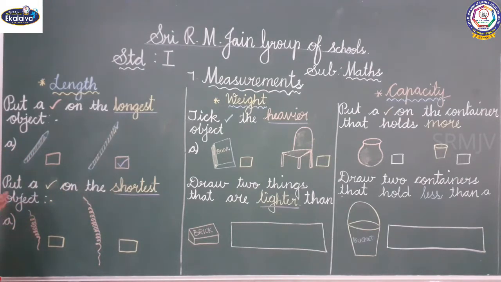And the second one is, put a tick on the shortest object. Here the picture is the rope picture. In this we are going to compare the length of the two objects. See, when you are comparing these two things, this is the shorter one and this is the longer one. We have to put the tick on the shortest one. Okay, now see.